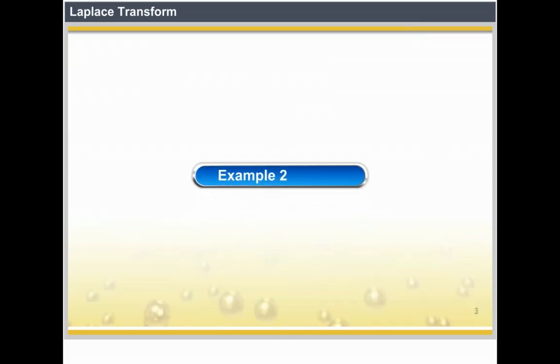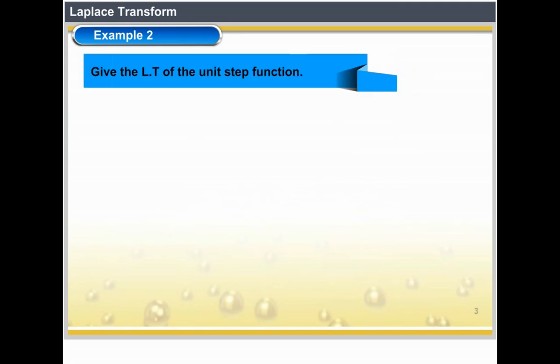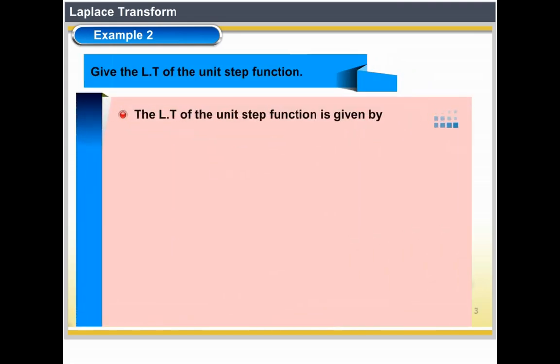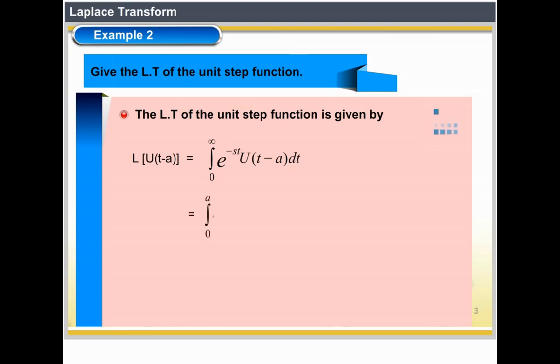Example 2. Give the Laplace transform of the unit step function. The Laplace transform of the unit step function is given by L of capital U of t minus a equal to integral 0 to infinity e power minus st into u of t minus a dt, equal to integral 0 to a e power minus st into 0 into dt plus integral a to infinity e power minus st into 1 into dt.